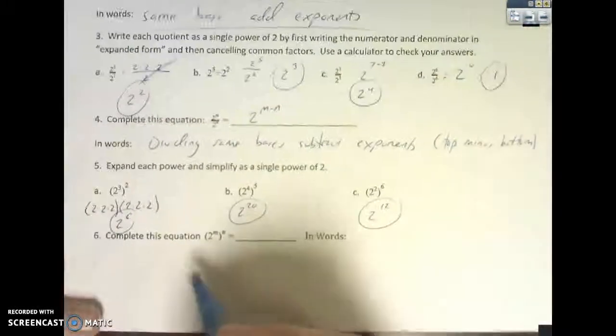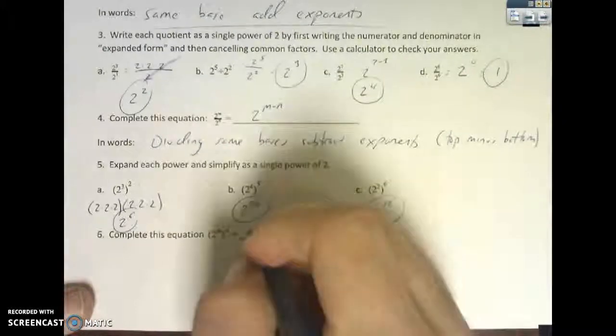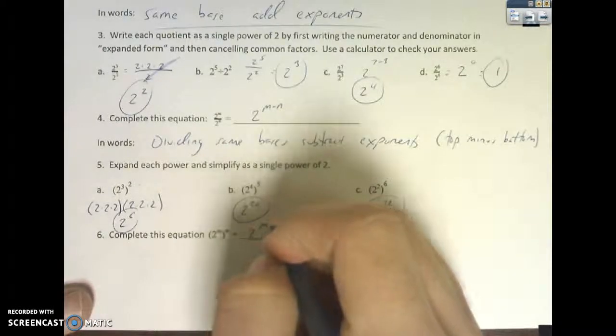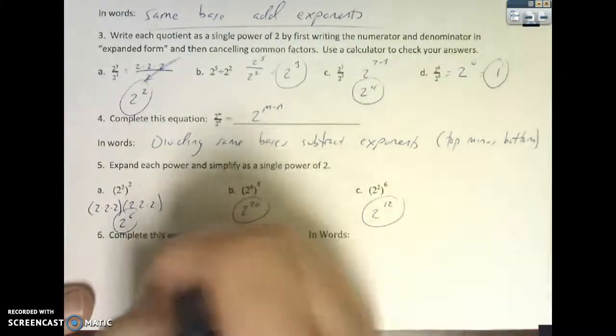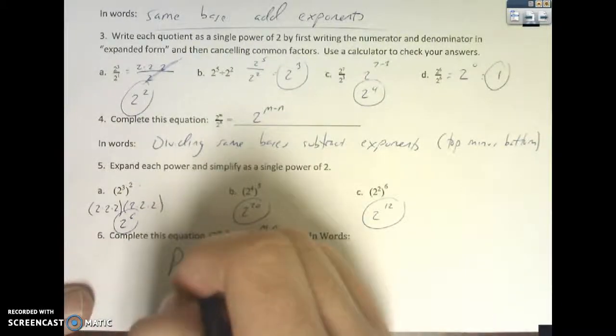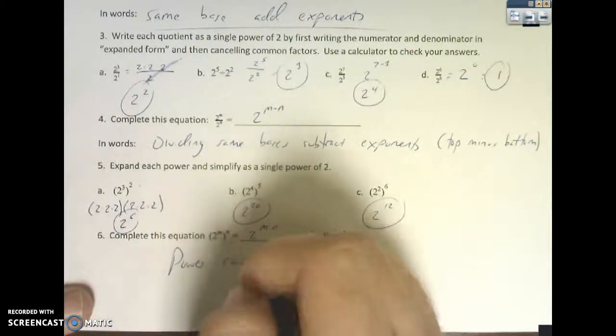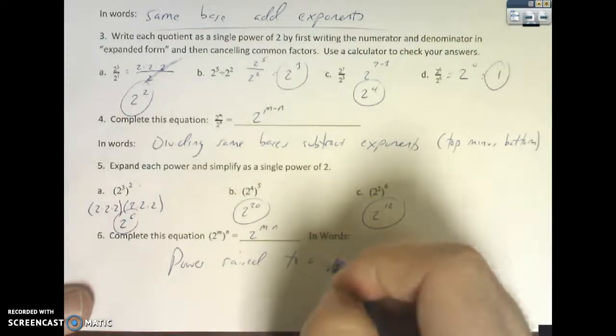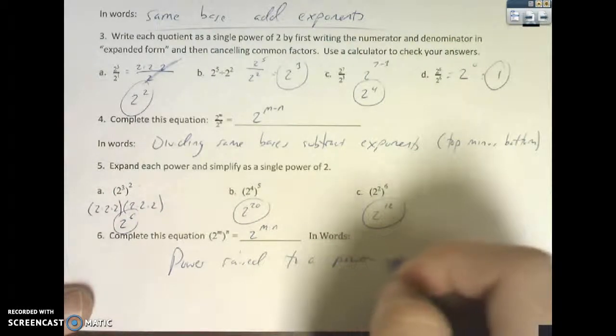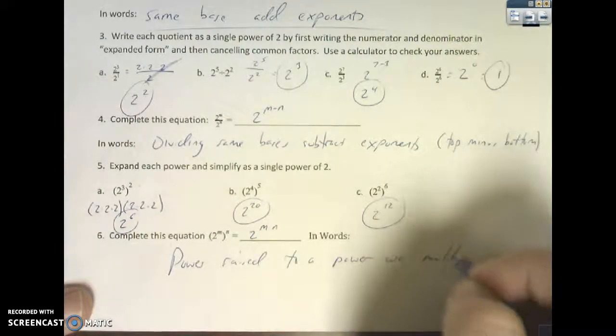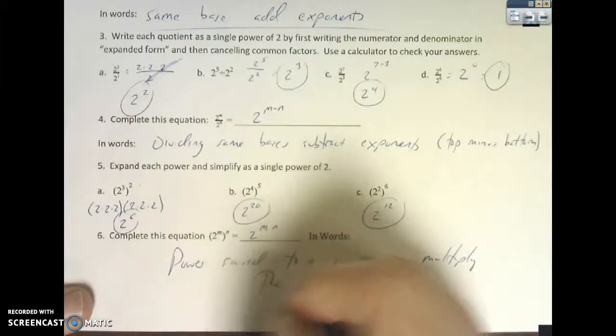Okay? So complete the equation, 2 to the m raised to the n. So it's 2 to the m times n. So when it's a power raised to a power, we multiply the exponents.